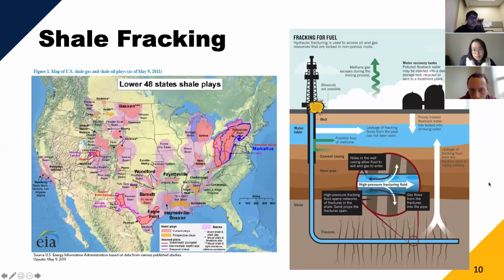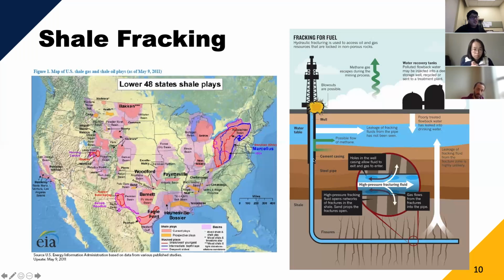There are definitely some environmental implications of this as well. There was a lot of worry about leakage into local water tables. In fact, there were some pretty interesting videos where people can actually light the water coming out of their sink on fire. This was happening in some areas in Pennsylvania. So yes, there are lots of environmental implications of this.